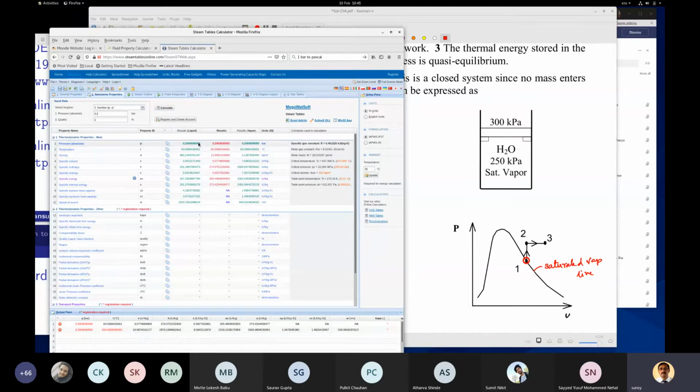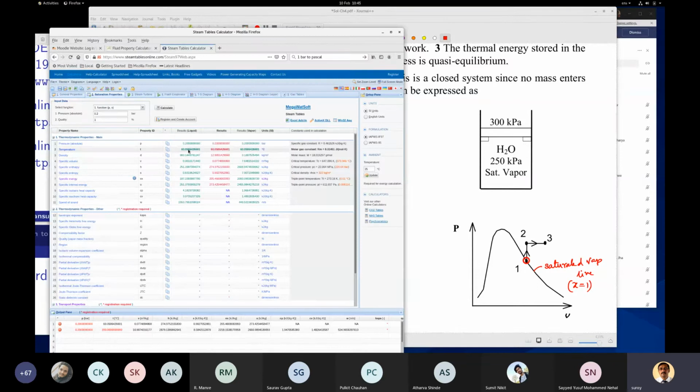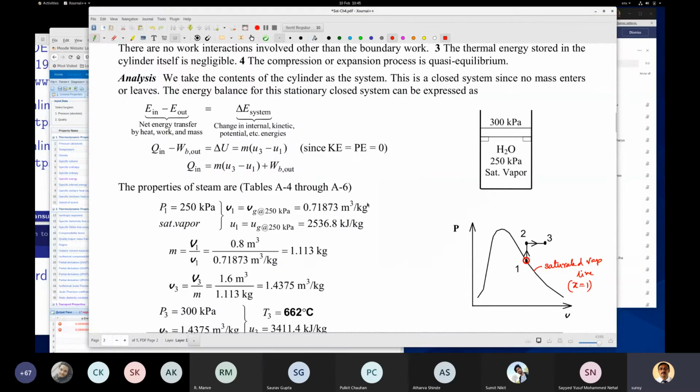So 200 kilopascal means the temperature will be 60 if the quality is 1. Quality 1 means X is 1 here, right? That is the saturated condition, X equal to 1. So that means 60 degree centigrade is the temperature, right? And the corresponding specific volume, specific enthalpy, specific internal energy, they're all available from there, right? Everything is available.